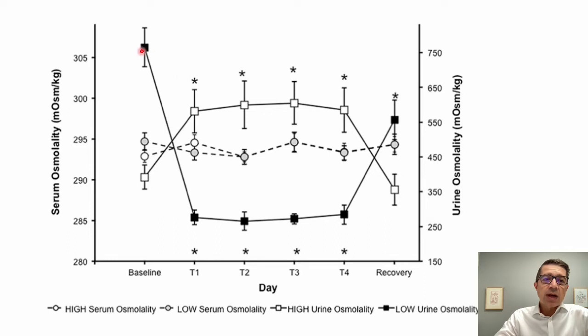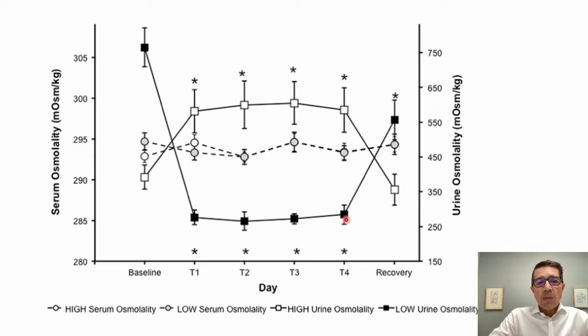Then they took the low drinkers who had high urine osmolality, and they increased their water intake, and their urine osmolality went down. So the ones that were drinking a lot of water, when they decreased their water intake, urine osmolality went up, and their body was trying to conserve water. The low drinkers, when they increased their water intake, urine osmolality went down, and they started producing more diluted urine, and you can see that it remained low.